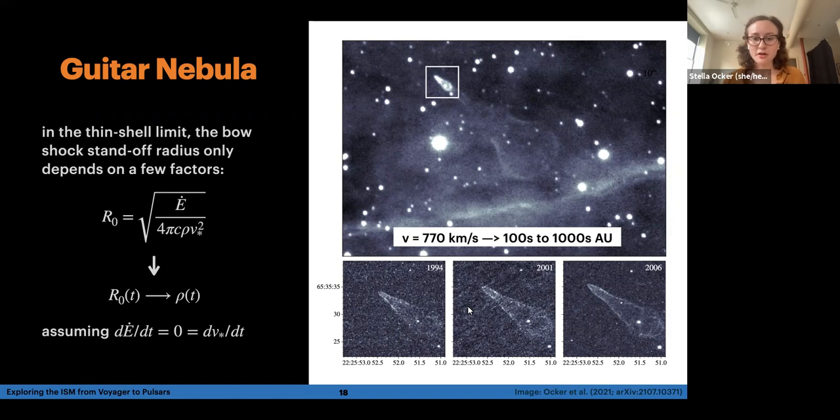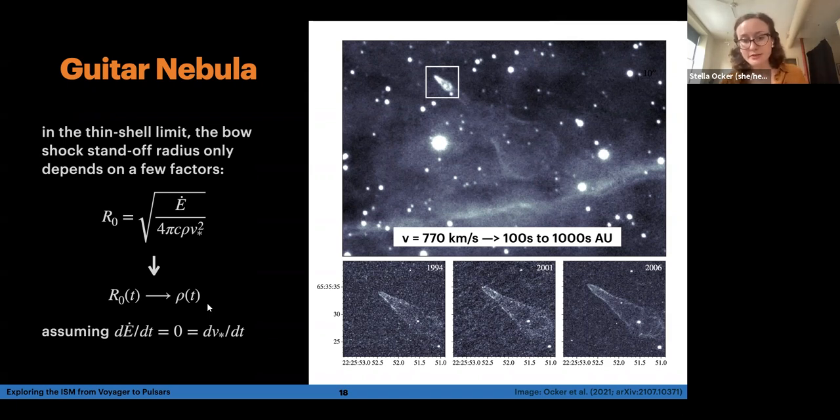The way that we resolve density fluctuations from these H-alpha images is by fitting for the bow shock standoff radius. In the thin shell limit, the bow shock standoff radius really depends on only a few factors, given by this equation here. It depends on the spin down luminosity of the pulsar, E dot, c the speed of light, rho the interstellar density, and v star the velocity of the pulsar. So by resolving changes in the standoff radius over time, we can infer density fluctuations in the ISM around the pulsar.